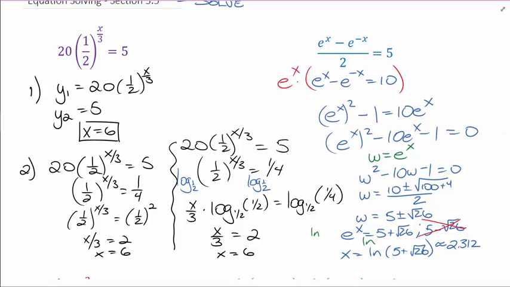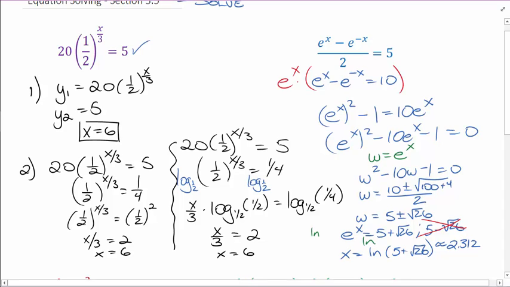The great thing about these equations is for the first one, if I plugged back in 6, I would get 6 over 3, which is 2. 1/2 squared is 1/4, times 20 is 5. I can check that and I get a true statement.